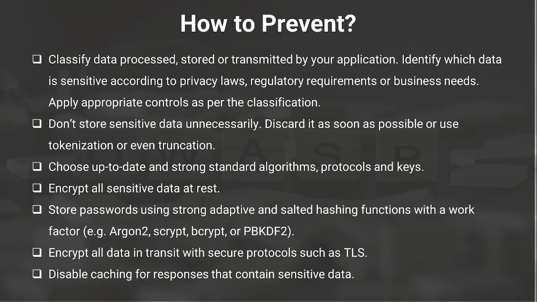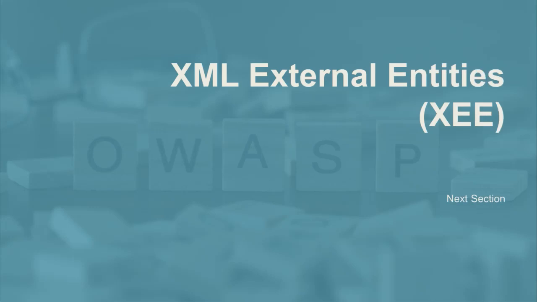Choose up-to-date and strong standard algorithms, protocols, and keys. Encrypt sensitive data at rest. For passwords, use strong adaptive and salted hashing functions. For in-transit data, use secure protocols such as TLS. Disable caching for responses that contain sensitive data. In our next session, we will discuss XXE, XML External Entities flaws. Until then, take your time to carefully read the sensitive data exposure section of the OWASP Top 10.